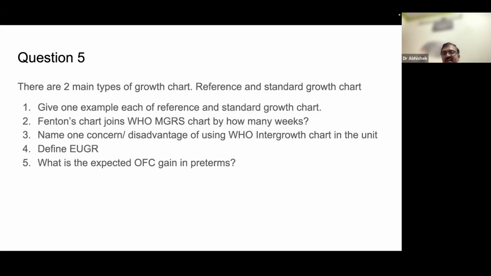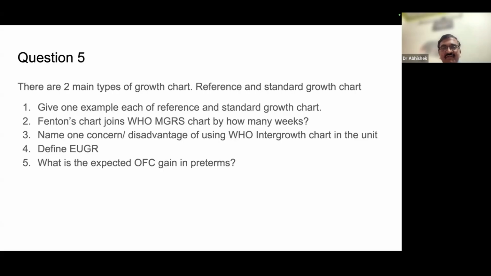Fenton's chart joins the WHO MGRS chart by how many weeks? Okay, 50 weeks. When does the WHO Intergrowth chart join the WHO MGRS charts? I know Fenton's chart joined by 50. You've answered right. When does the Intergrowth chart join the WHO MGRS chart? It's typically by 64 weeks.